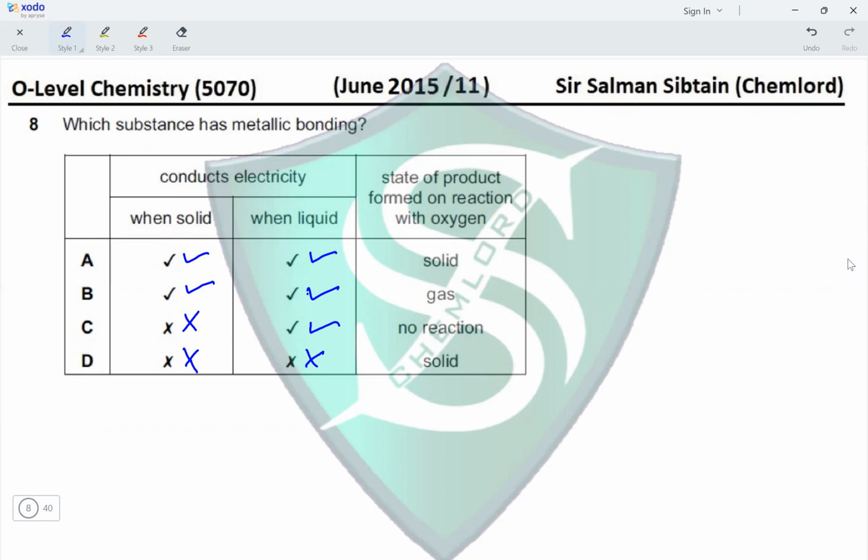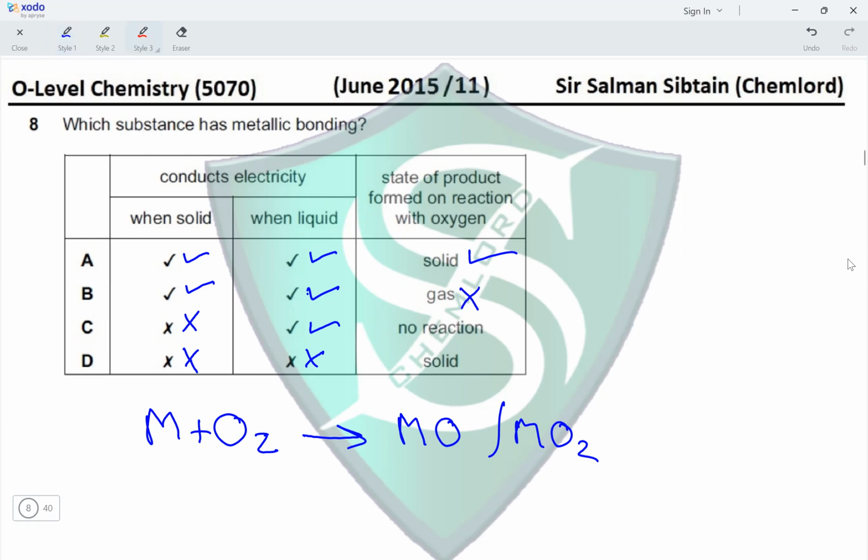Now between options A and B, state of the product formed on reaction with oxygen. So whenever a metal reacts with oxygen, it produces a metal oxide, which is a salt. And this salt is supposed to be solid in nature and not gaseous. Therefore, option A is the correct option for this question.